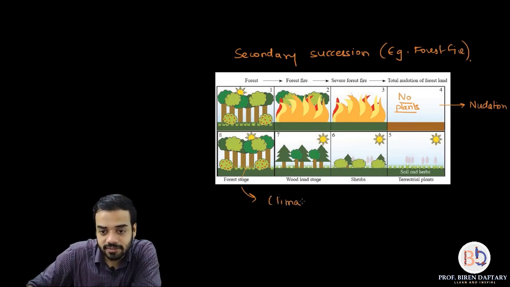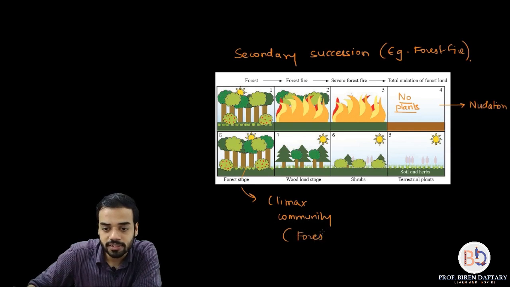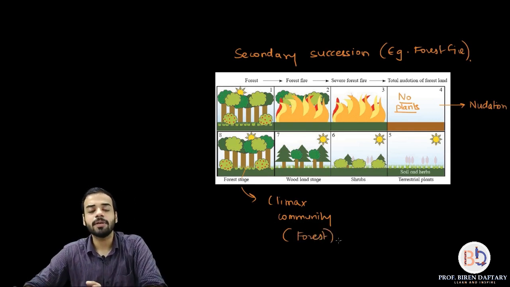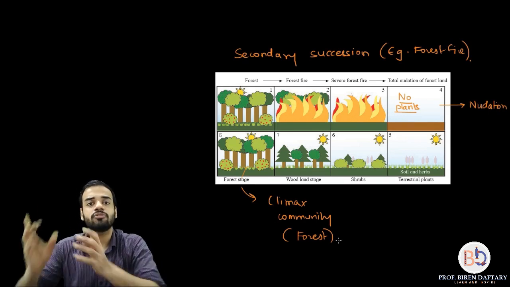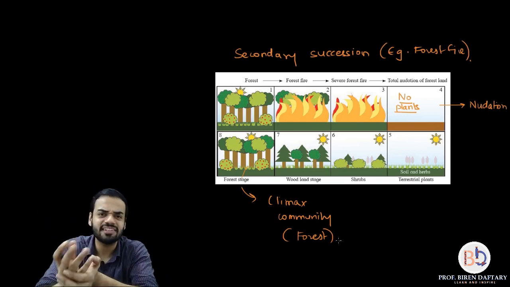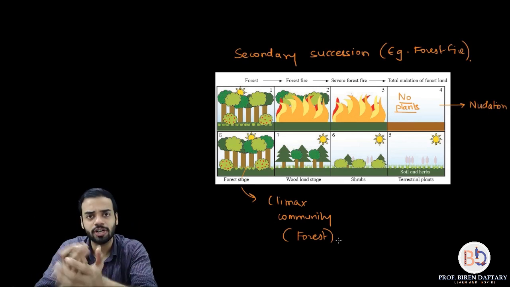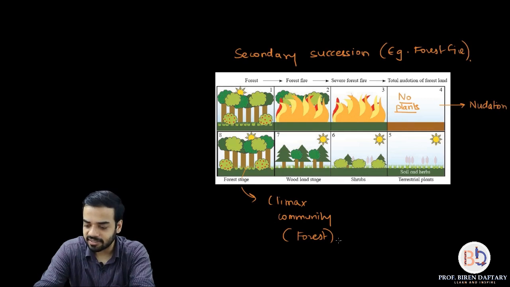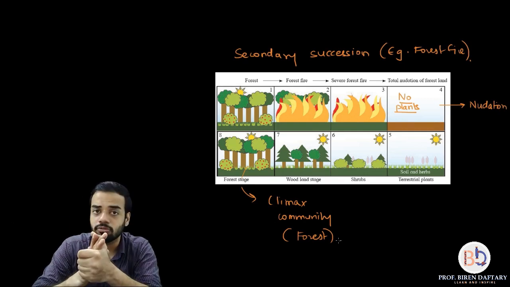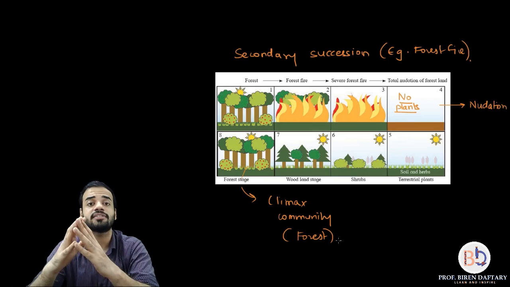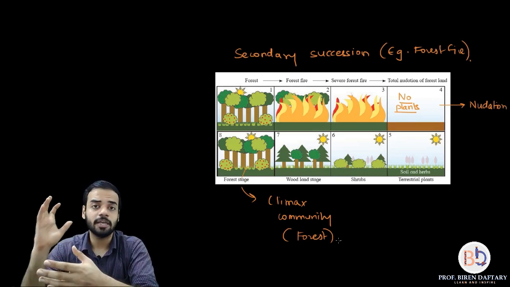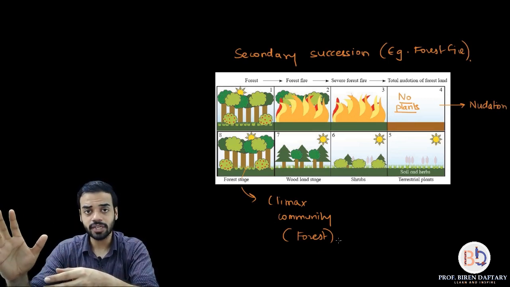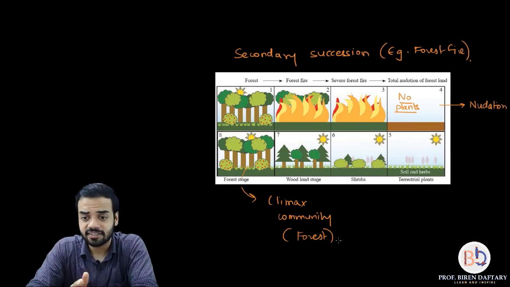Okay, so this is the climax community, and the climax community is always going to be forest. Is this clear? Okay, so that is how the secondary succession is going to occur. Obviously the conditions will be mesic, but that is not important. I hope this secondary succession is clear. Okay, so in secondary succession, just remember this point, that don't use the word pioneers because pioneers are only present in primary succession. Okay, so that is the end of secondary succession.